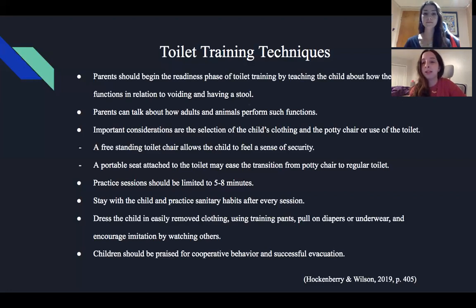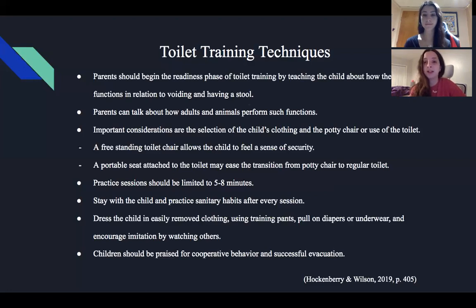So if the child is dressed in something that's hard to get out of, that might cause them to use the bathroom in their pants or to soil themselves, and they won't be able to get out of it fast enough. So it's important to put them in something that makes them easily able to get out of it, so that they'll have enough time to go to the toilet, such as those training pants or the pull-on diapers. And then when encouraging them to imitate by watching others, as they watch others perform a certain task, they're going to want to copy them and learn how to do the same thing. And then they should be praised for cooperative behavior and successful evacuation.